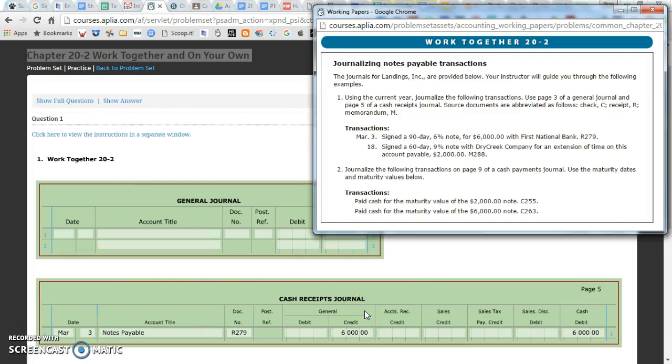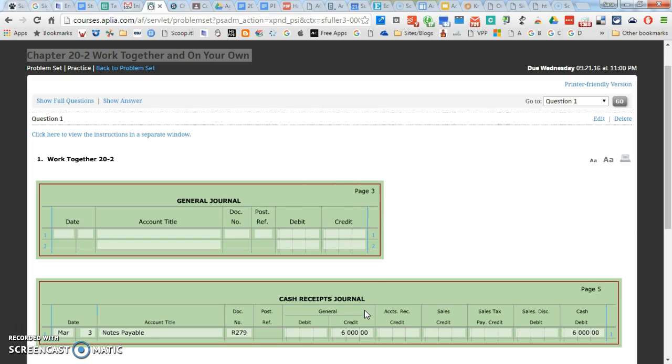Then our next transaction is we signed a 60-day 9% note with Dry Creek Company and extension time on this account payable, M288. So that is something that we've done a note like through our company. And the M is a clue that it's going to go in the general journal. So our date is March 18th.